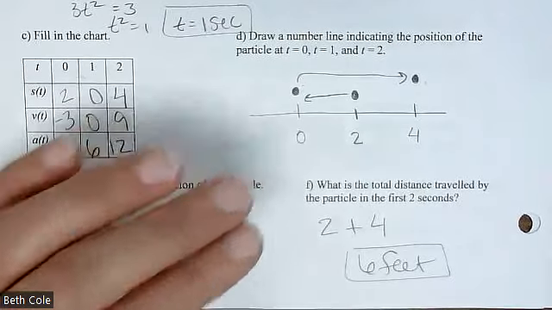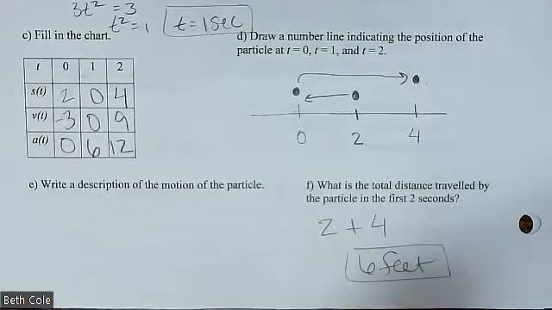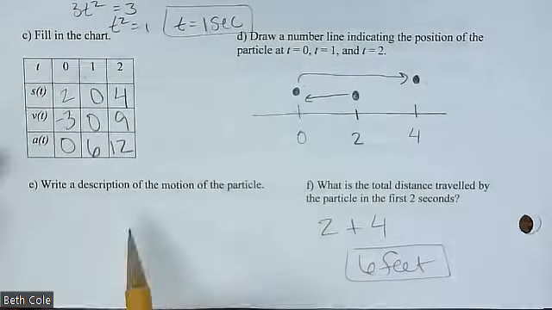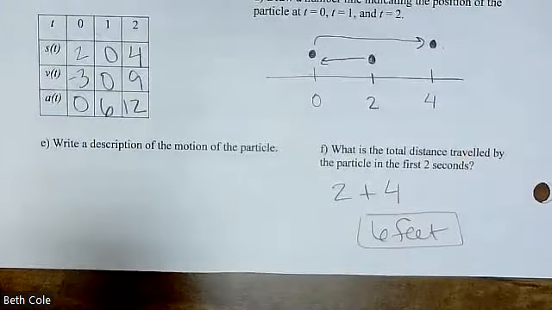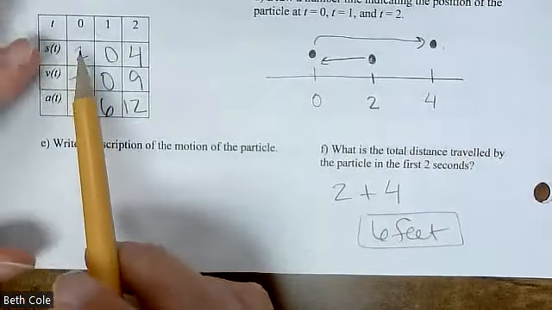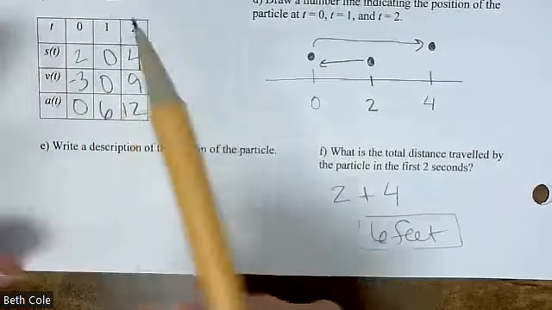Yes, later. Actually, there might be one on here that says that. But that's a huge thing, but we do that with integrals. So just hold on to that. All right, so write a description. I'm not going to write a whole paragraph. We're just going to say what direction it's going. So it goes from 2 to 0, and the velocity is negative.